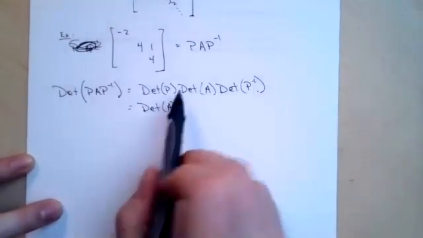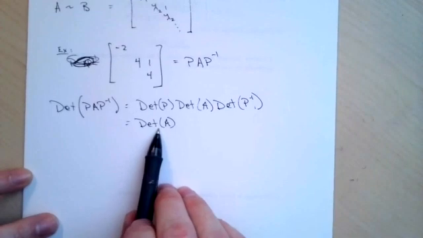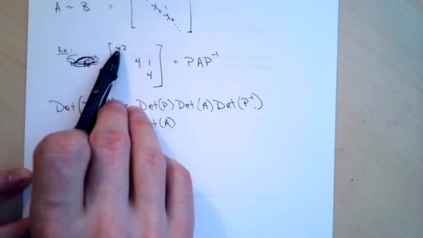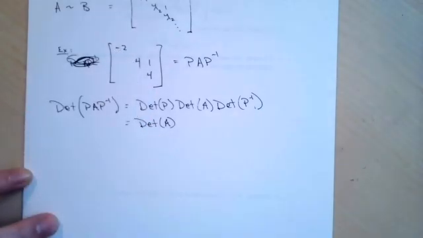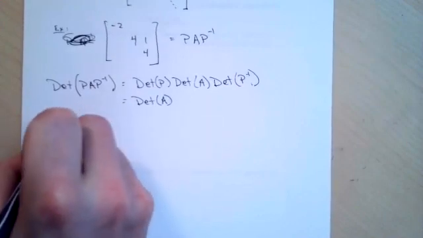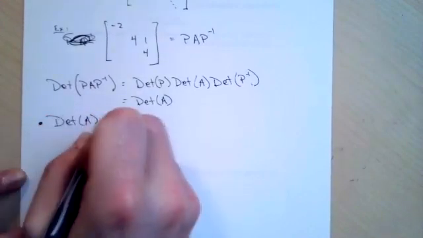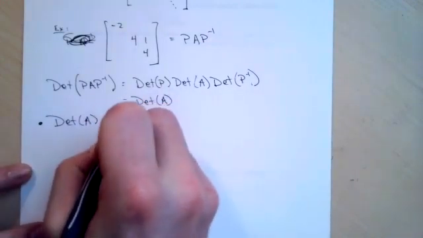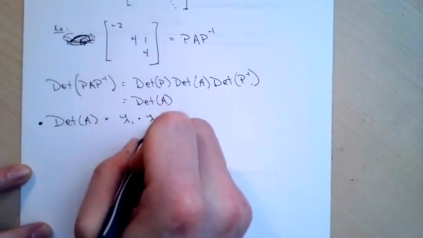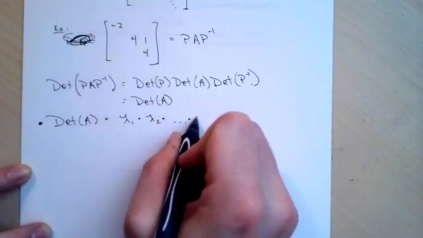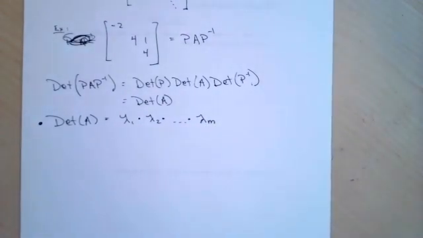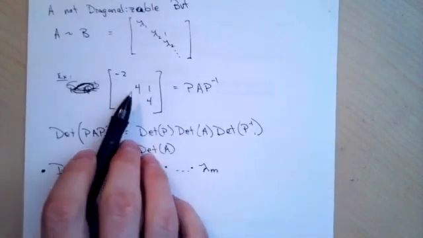So if you believe this fact that even if A is not diagonalizable, we can at least put it into a triangular matrix where the diagonal entries are still the eigenvalues, then you should believe that the determinant of A is the product of all the eigenvalues. Not necessarily distinct. So some of those could be repeated, right? In our previous one, it'd be minus 2 times 4 times 4.